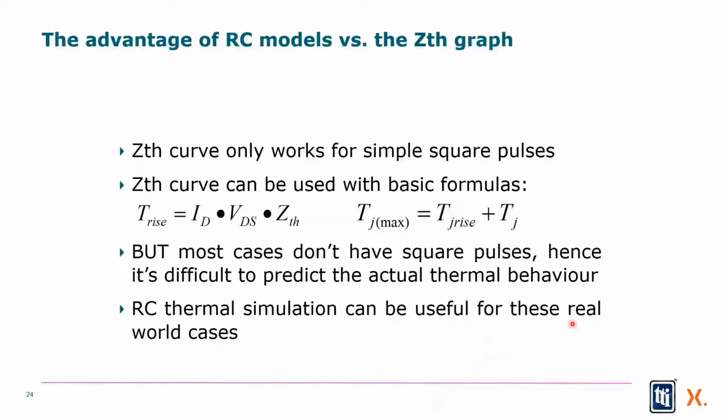The advantage of RC models versus using that thermal impedance graph, however: the impedance graph in our data sheet is really useful for simple square pulses. I'm just going to turn it off and on. It's very easy to simulate it. I can just do a little math because it's the area under the curve.